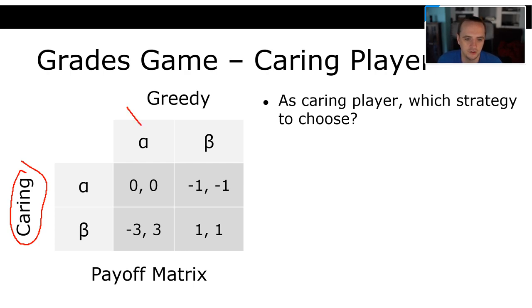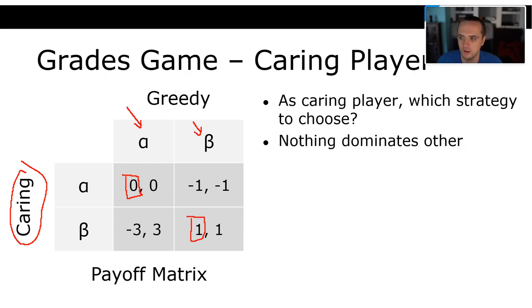So I'll look at the greedy player's alpha. For me, I'm going to choose alpha, right? Because 0 is bigger than -3. But if they choose beta, I'm going to choose beta. Okay. So as the caring player, which strategy do I choose? Well, nothing dominates anything else.